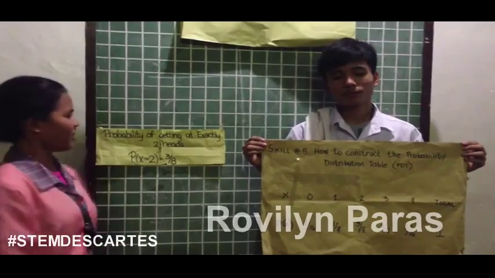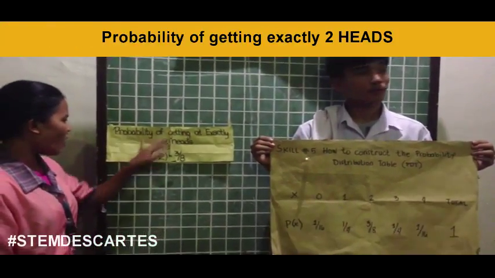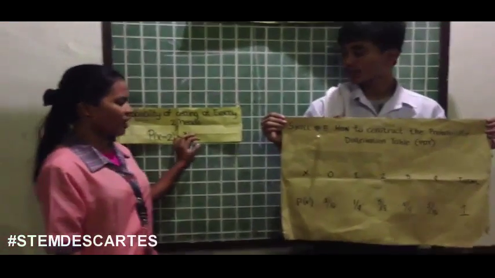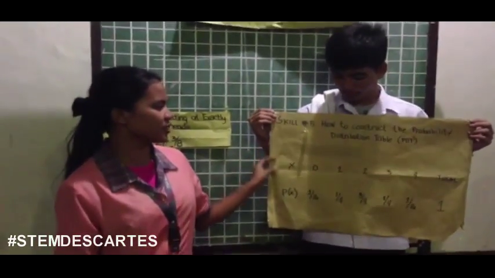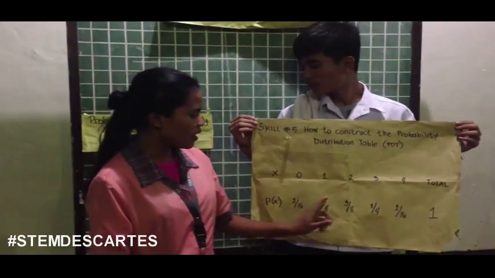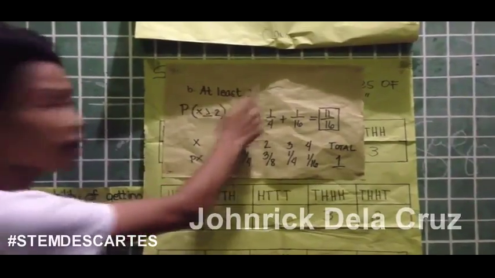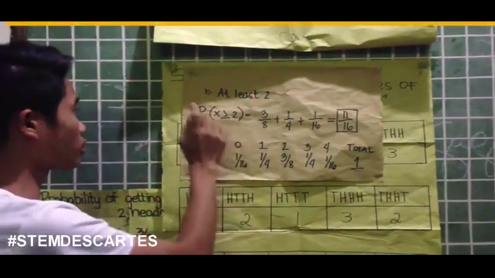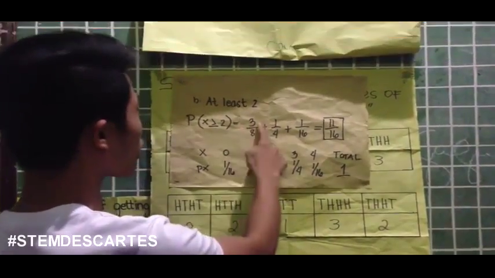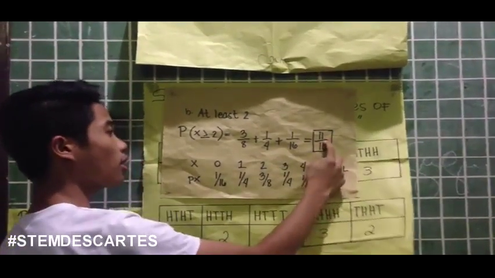What is the probability of getting exactly 2 heads? So P of x equals 2 equals 3 over 8. We get the 3 over 8 from the probability distribution table. So exactly 2 equals 3 over 8. B, at least 2 heads. So you must use the formula. So P of x greater than or equal to 2 equals 3 over 8 plus 1 over 4 plus 1 over 16 equals 11 over 16.